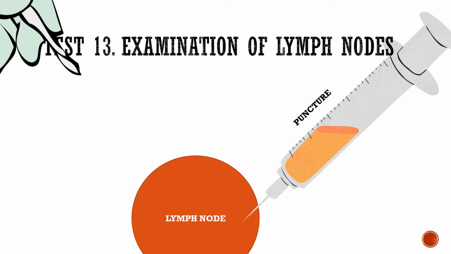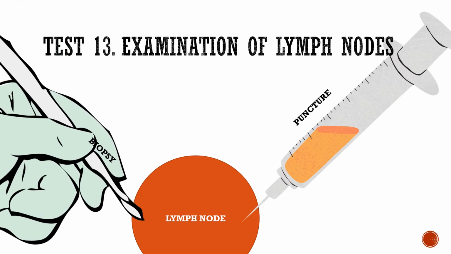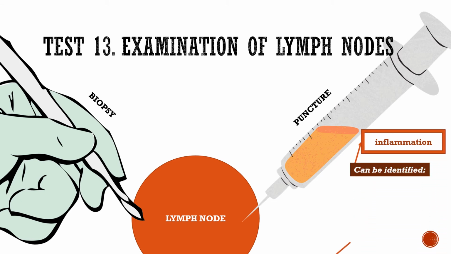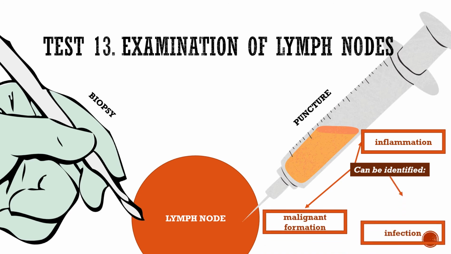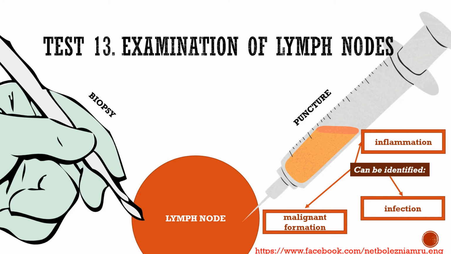Test 13. Examination of a lymph node. The examination of a lymph node is done in two ways: puncture using a special needle, and biopsy, the surgical removal of a part of a lymph node. The examination of a lymph node is done in order to determine the presence of adenopathy of a lymph node, malignancy, inflammation and infection.